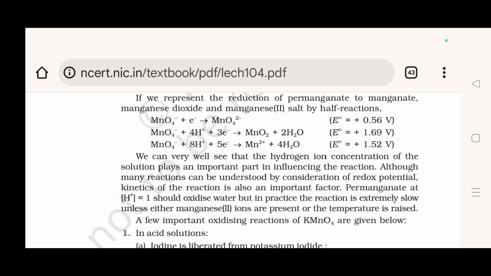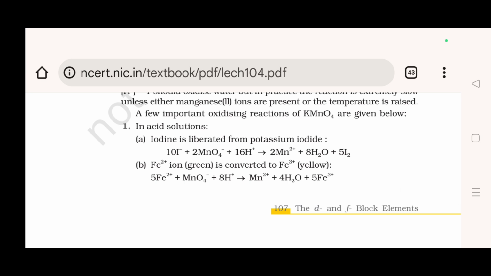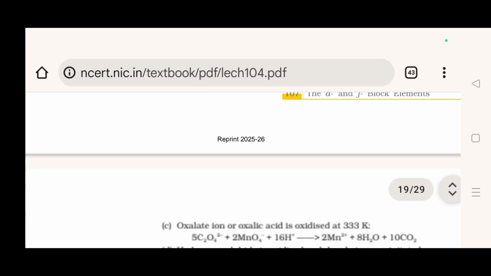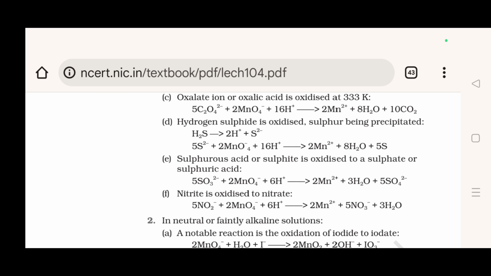Permanganate at H+ equal to 1 should oxidize water, but in practice the reaction is extremely slow unless either manganese ions are present or the temperature is raised. A few typical oxidizing reactions of KMnO4 are: in acidic solution, iodine is liberated from potassium iodide, and Fe2+ ion (green) is converted to Fe3+ (yellow). Oxalate ion or oxalic acid is oxidized at 333 Kelvin. Hydrogen sulfide is oxidized. Sulfurous acid or sulfite is oxidized to a sulfate or sulfuric acid.